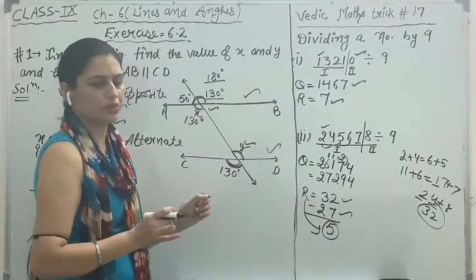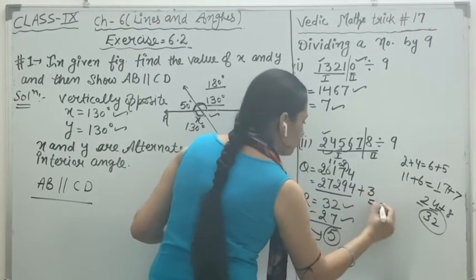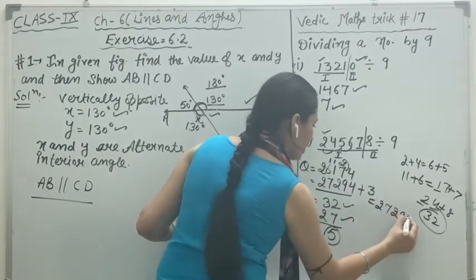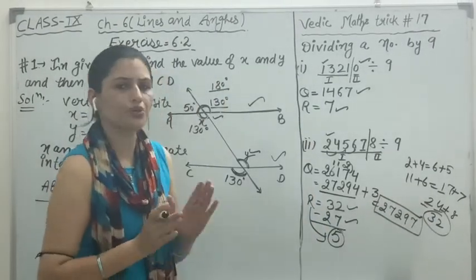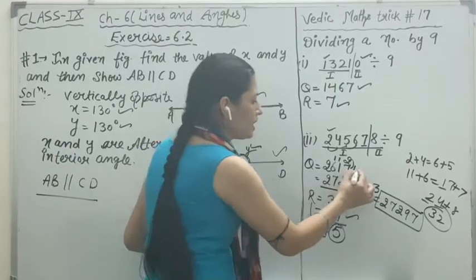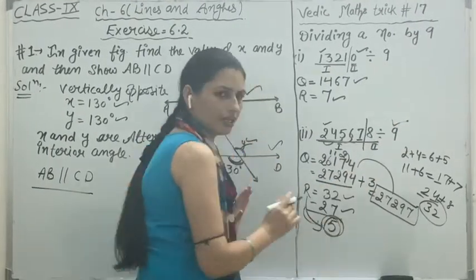Since we have subtracted 3 times 9, we add 3 to this number, that means 27,297 is our quotient when we divide this number by 9, and 5 is our remainder.